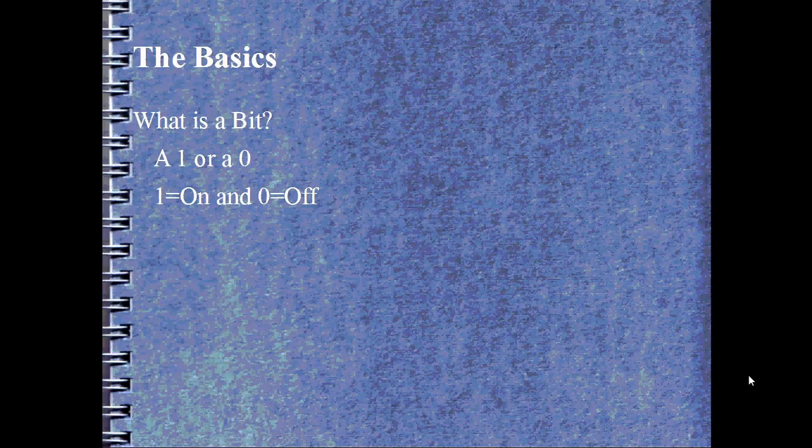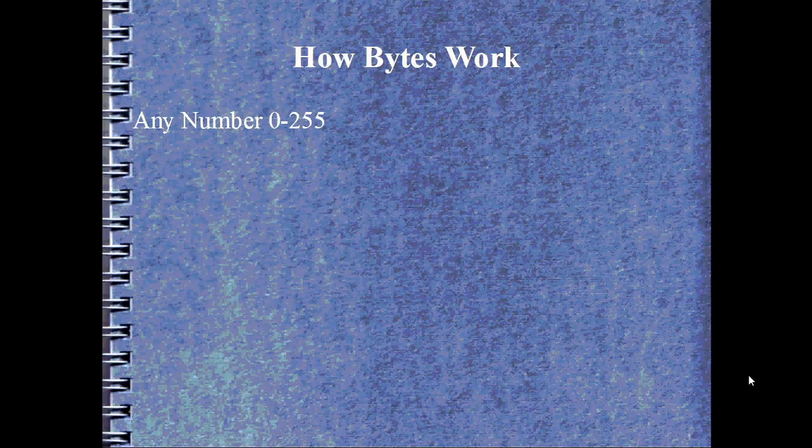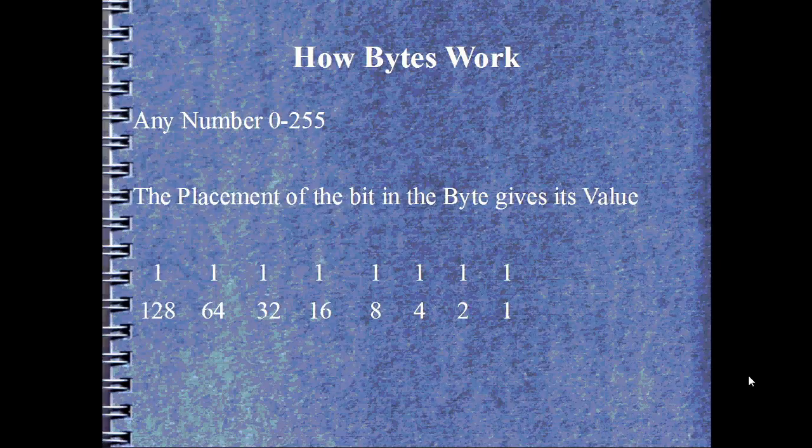What is a bit? A bit is a 1 or a 0 representing an on or an off signal. These are how the computer generates numbers. When you string 8 of these together, you get a byte. A byte is representative of a number. This can be any number from 0 to 255. The placement of a bit inside of a byte, the 8 characters, tells us the value.